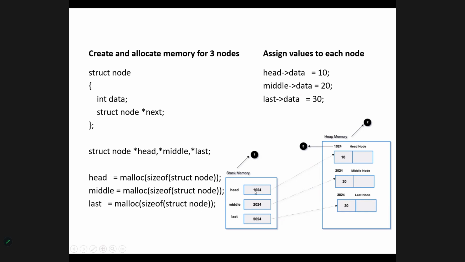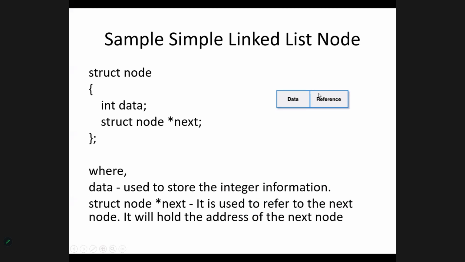So that is what we call stack memory, right? So now stack memory is assigned. With this, the system itself assigns these values as the reference values. So the next step is to assign values to each node. We call this stack memory. So now the next step is to assign values for data.